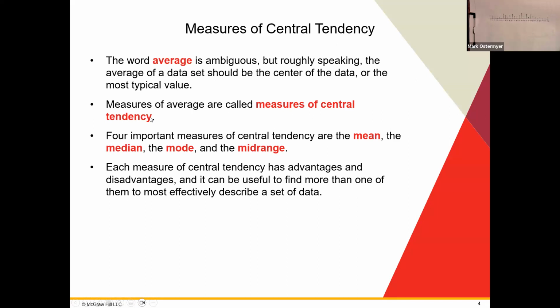Measures of central tendency are numeric values that give us a measure of the center of the data set. We're going to look at the mean, or the average, of a data set, the median, the mode, and the mid-range. Normally, the mean and median are used the most. The mode is used a little bit. The mid-range is not really used very often, in all honesty.